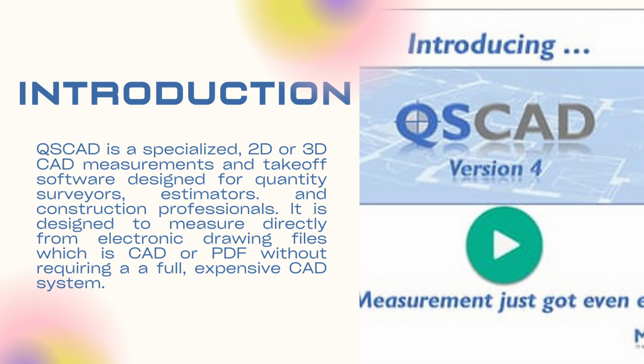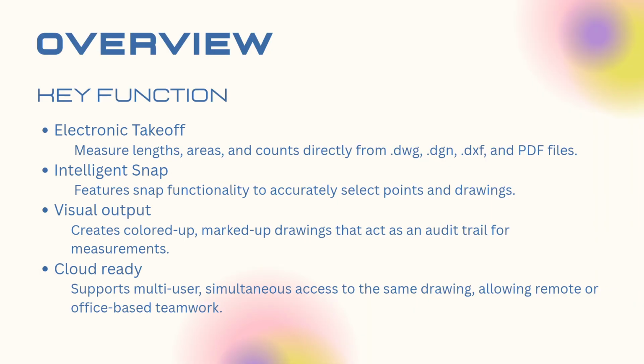QSCAT is a 2D or 3D CAD measurements and takeoff software designed for quantity surveyors, estimators, and construction professionals. It is designed to measure directly from electronic drawing files, which is CAD or PDF, without requiring a full expensive CAD system. On the next slides, we will talk about the key functions of QSCAT.